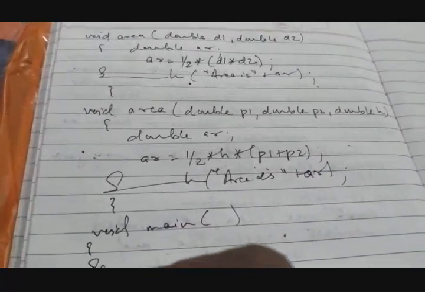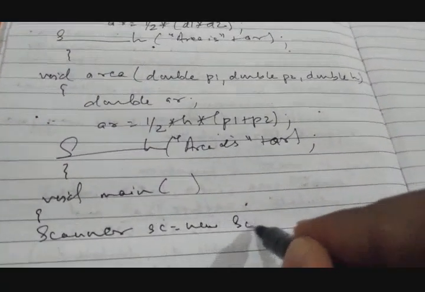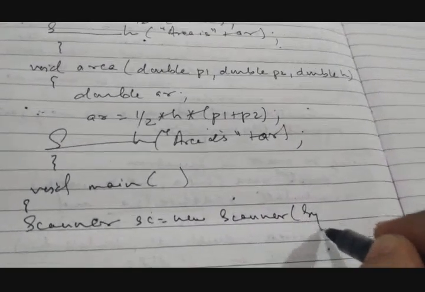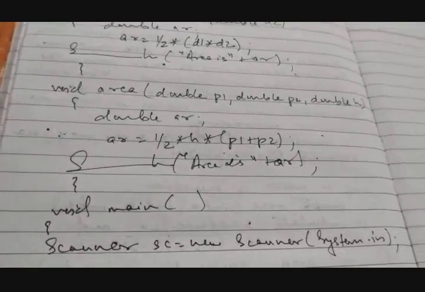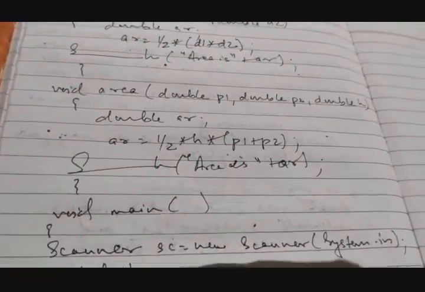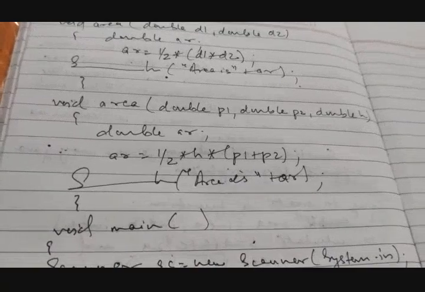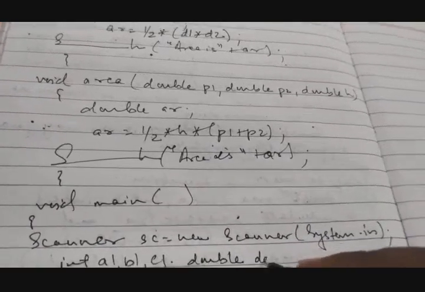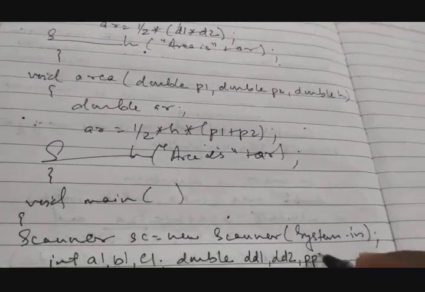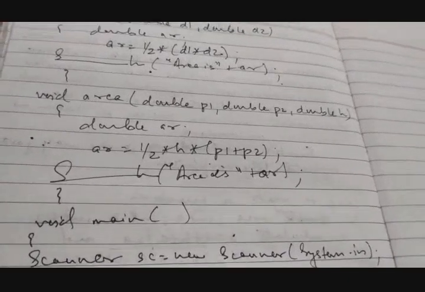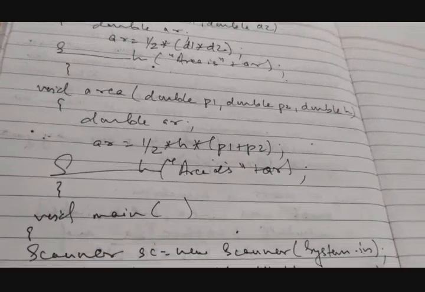Now go to the void main, construct a scanner. sc equals to new Scanner, System.in. Whatever the variables were, declare them again with duplicates: a1, b1, c1. Now double dd1, dd2, so pp1, pp2, and you can have h1.